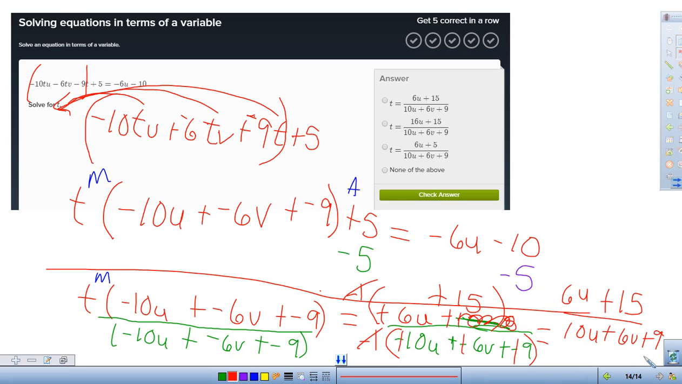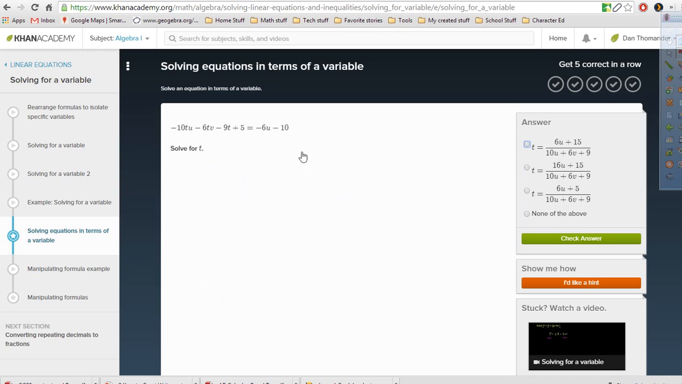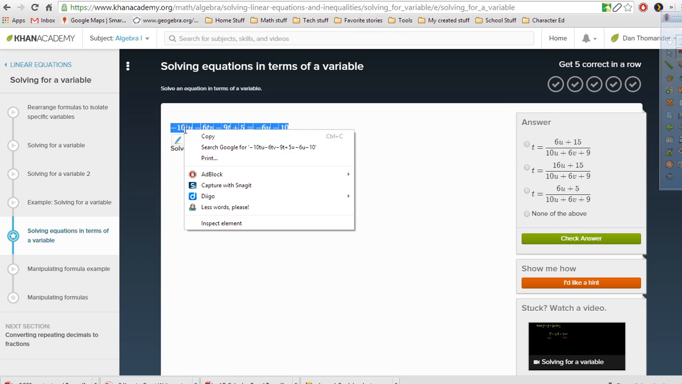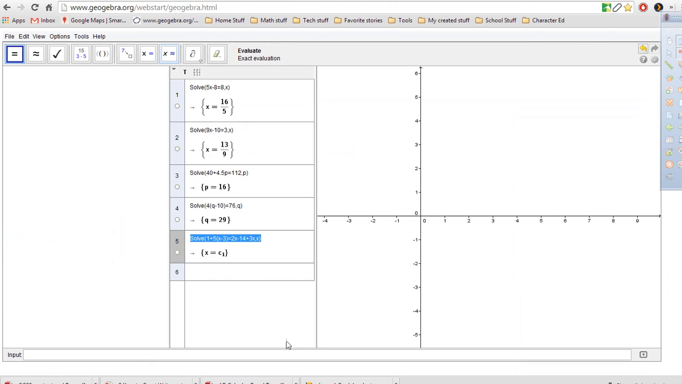So to confirm that that's the answer, we're actually going to take this one and put it in the calculator, and we're going to let the calculator solve this for us. So we're going to copy that, and I'll use my thing here. So solve, Control V to paste it in. And for now, remember we do the comma x, but I'm not solving for x, I'm solving for t. So I need to put that in there. And the only other thing I can think of here real quick, let's just double check. It's negative 10u minus 6tv minus 9t plus 5 equals negative 6u minus 10. Solve for t.